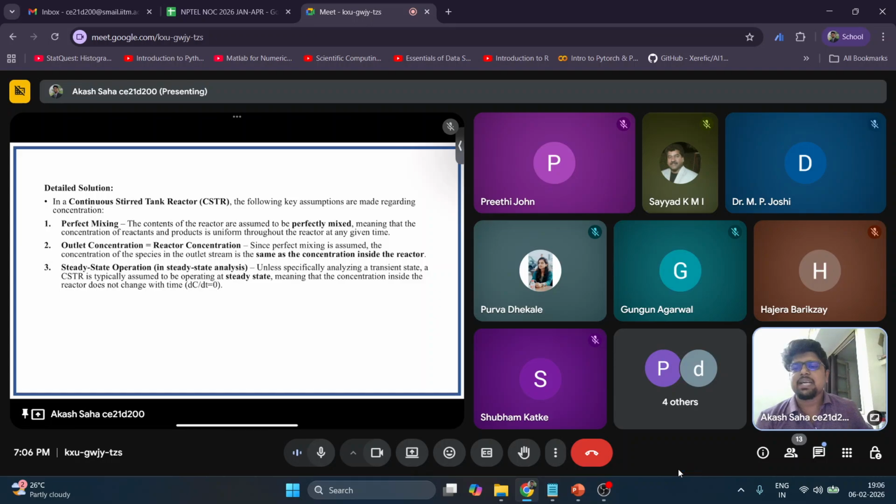Then there should be steady state operation. Unless it is specifically mentioned, we always assume that the CSTR is operating at steady state. By steady state, it means that the concentration will not change with respect to time. So dC/dt, the change in concentration with respect to time, is always zero. In steady state operation, always remember the concentration doesn't change with time. Next, constant density. For liquids, it is assumed that the density is constant. It basically simplifies the mass balance. When we do the mass balance, you will come to know.